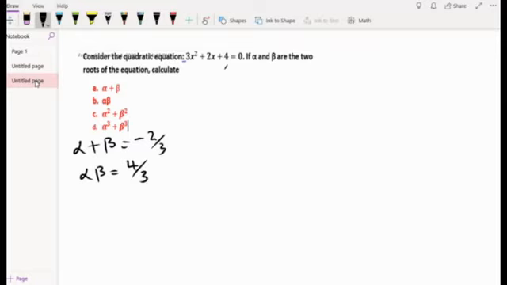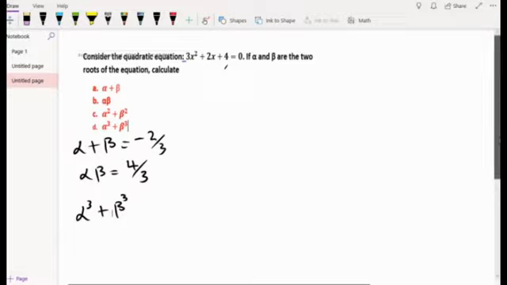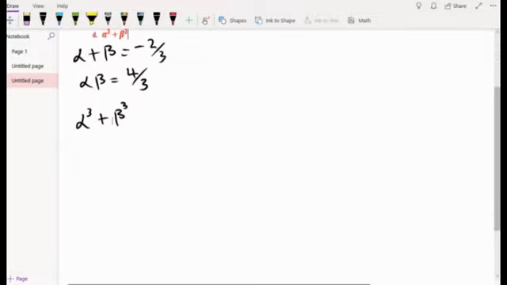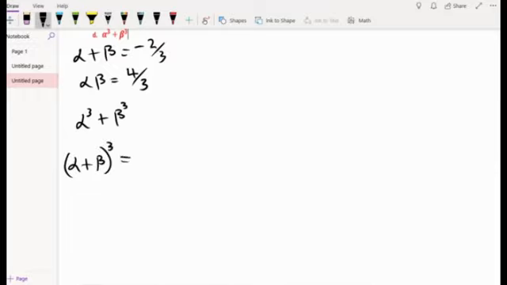Okay, now in order for us to get alpha cube plus beta cube, we need to look for a formula for this. So I'm getting the formula. We are going to write alpha plus beta, then we are going to cube it, raised by 3, then we expand this. That's what we call the Pascal's triangle. Let me just digress a little. So this is what a Pascal's triangle says.